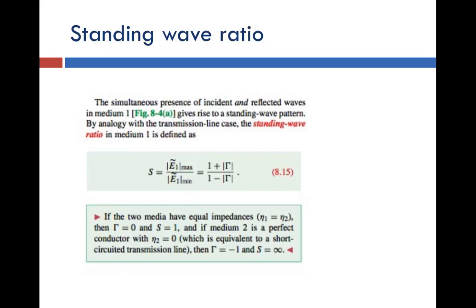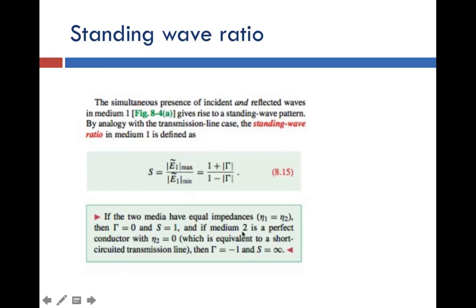And so you can define what is referred to as the standing wave ratio, which is S equals 1 plus the absolute value of gamma over 1 minus the absolute value of gamma. The first thing to say is that if two materials have equal impedances, then gamma is equal to 0 and the standing wave ratio is equal to 1. In other words, there is no standing wave. The wave fully transmits from medium 1 to medium 2 because there's no reflection.